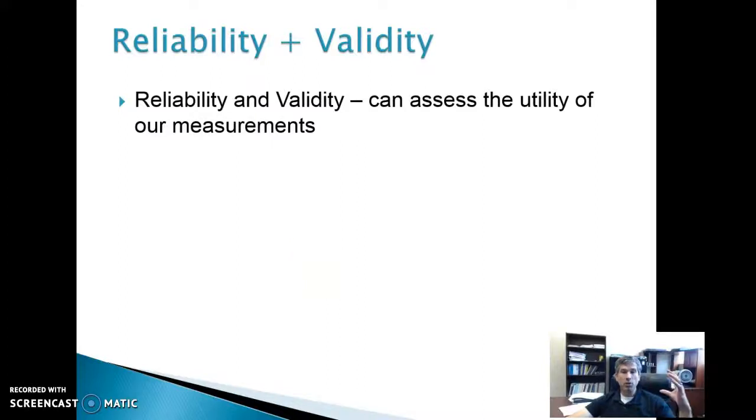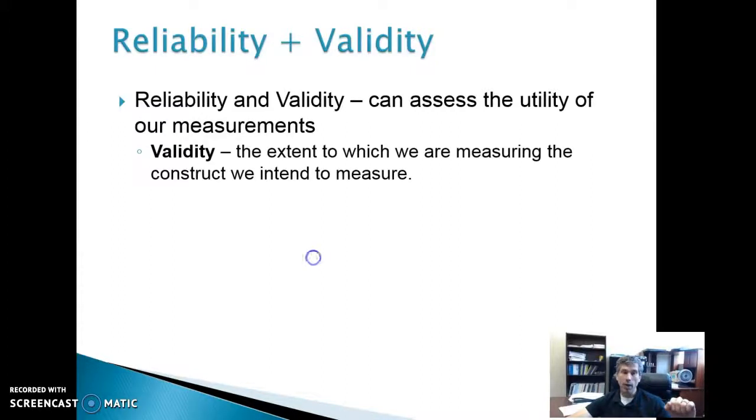These are dimensions that our measurements, the way we have of representing variables, can have that can lead to them being more or less useful. Ideally, we want both of them to be as high as possible, but as we'll see, there's trade-offs that come into play a lot of times. We're going to start by talking about validity. We'll talk about reliability in a separate lecture.